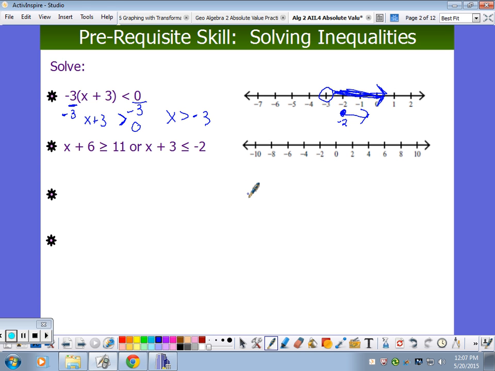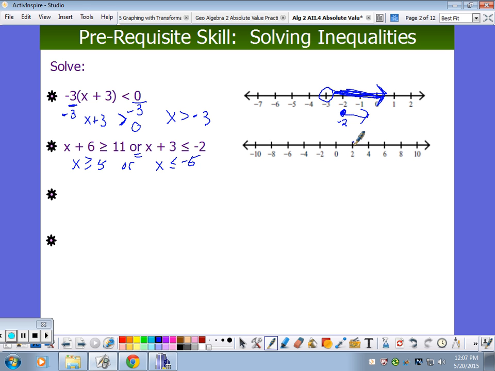Awesome. Okay, let's see what's going on with this one. This is an OR case. So what does this mean? So you solve each one of these separately. X bigger than or equal to 5. Subtract the -3. X less than or equal to -5. So what could x be? It could be any x that is bigger than 5, or it could be any x that is less than -5. These are all fair game for our solution.